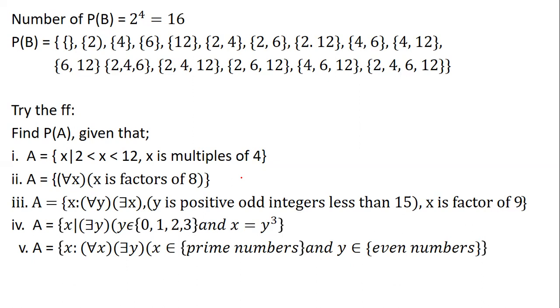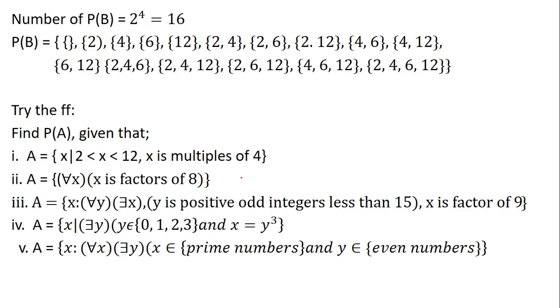So list all the members of the larger set, which is y: the positive odd integers less than 15. Then we find the factors of 9 among the numbers that we've listed. Go into them and pick out all the factors of 9. That now will be your set A. Good, you are doing well.